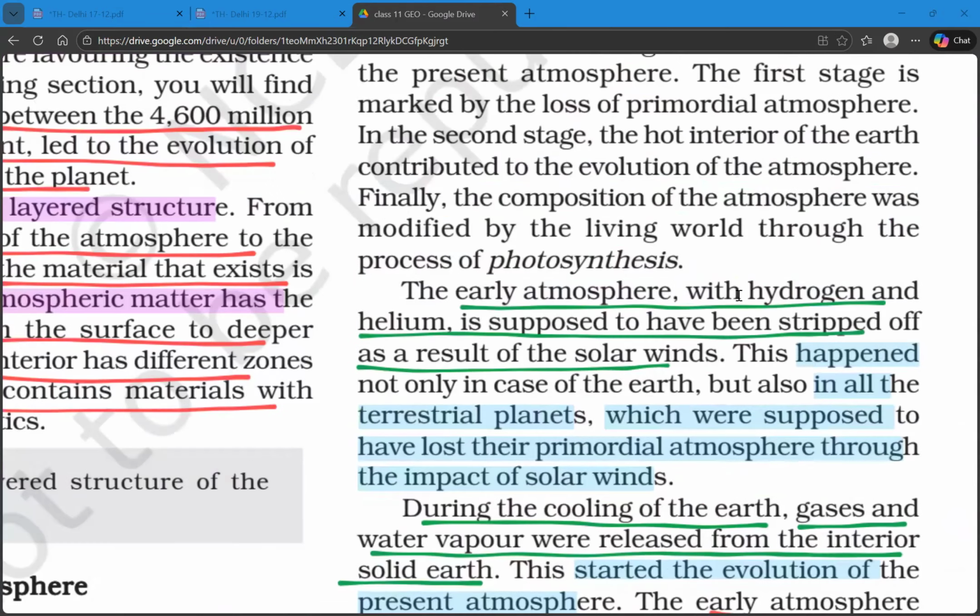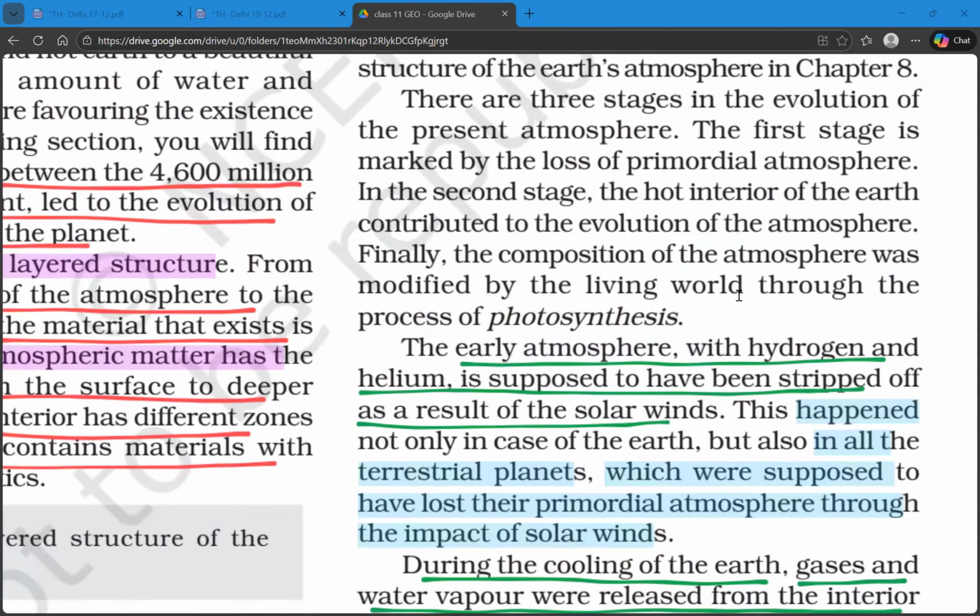The early atmosphere with hydrogen and helium. So, loss of primordial atmosphere. What did the primordial atmosphere include? That is hydrogen and helium. How were they removed? They were removed as a result of solar winds.